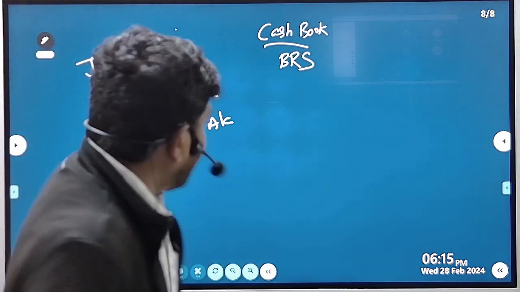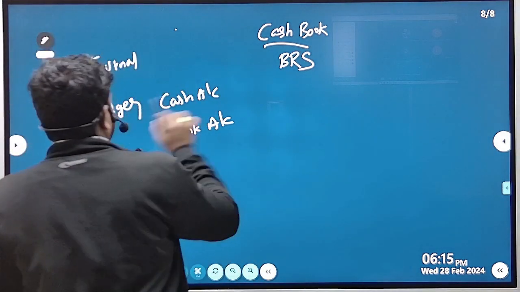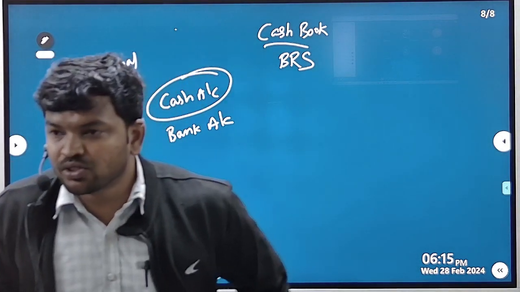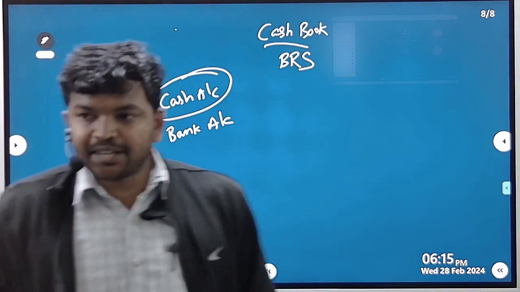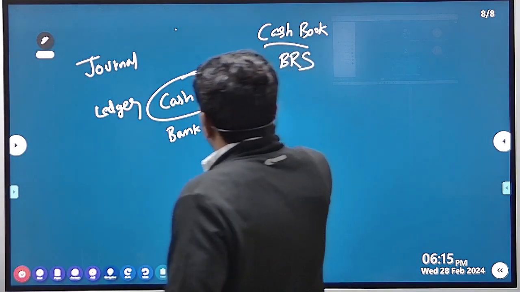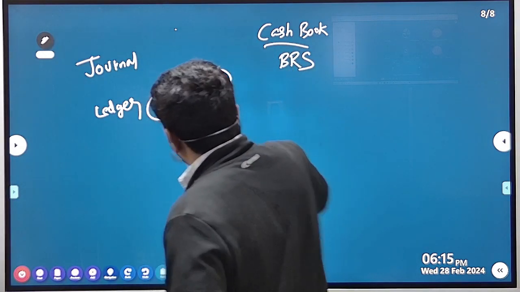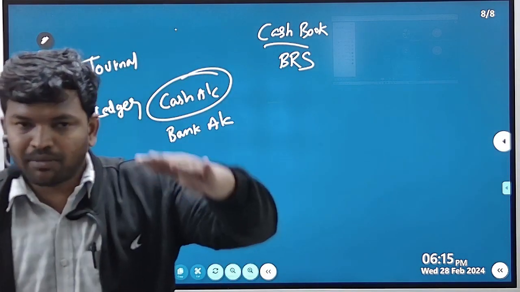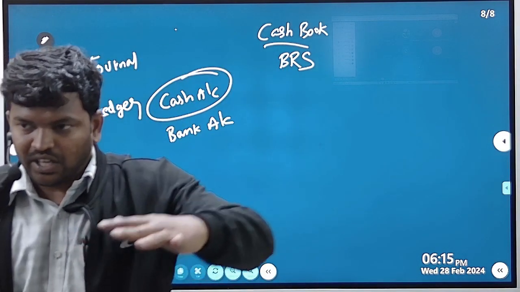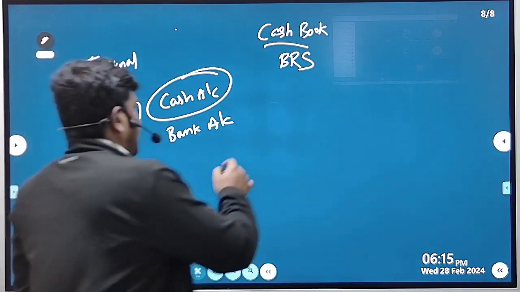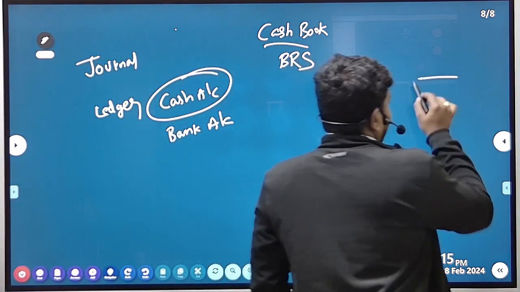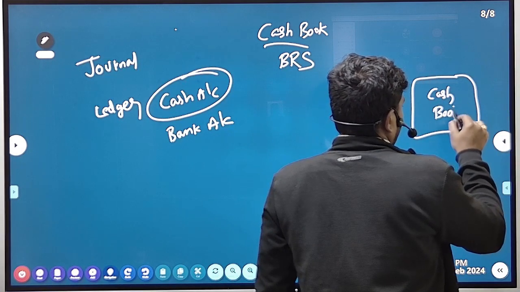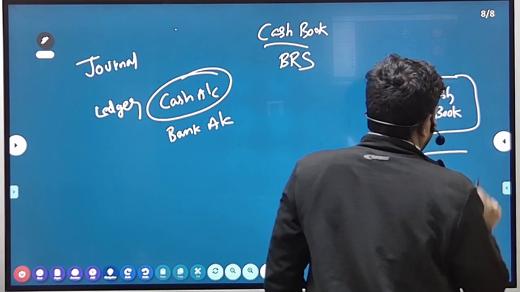Instead of maintaining these separate accounts, yesterday I said one concept which is called subsidiary books. Yes or no? Instead of maintaining in one book, you are maintaining different accounts. Instead of that, you can take a separate book: cash book, bank book.